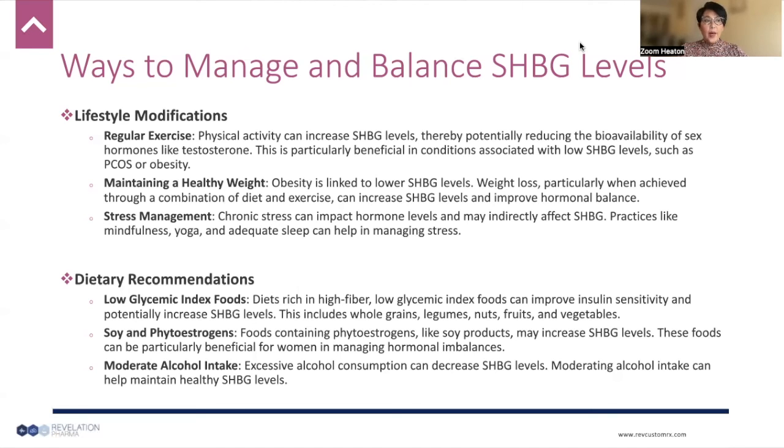Foods that contain phytoestrogens like soy products can increase SHBG levels, and they can particularly benefit women in managing hormonal imbalances. And moderate alcohol intake: too much alcohol consumption can decrease SHBG levels. So everything in moderation to maintain healthy levels of SHBG.